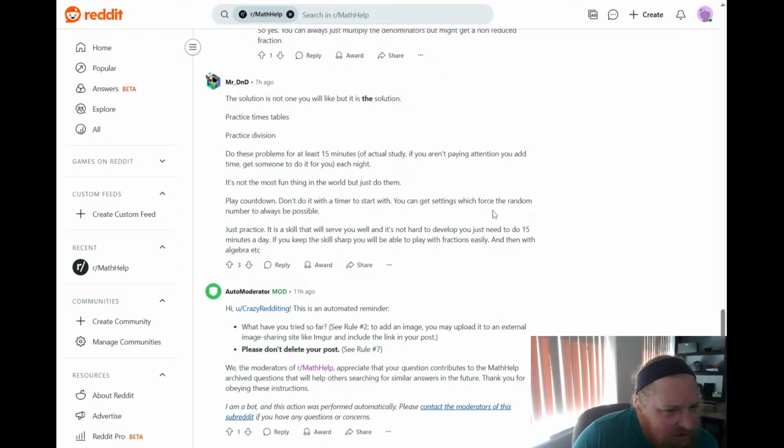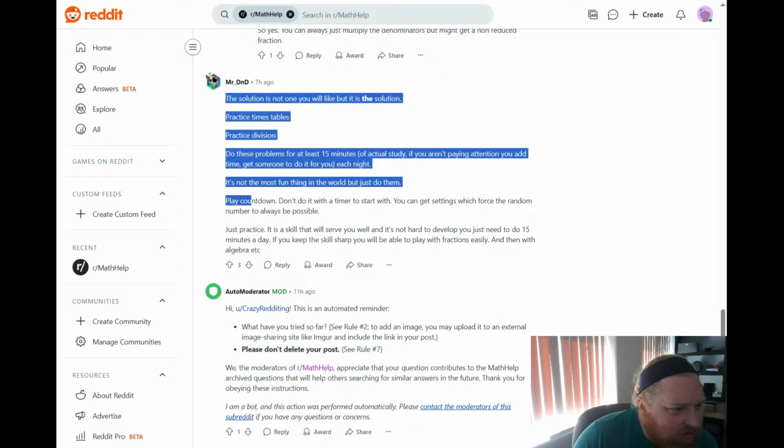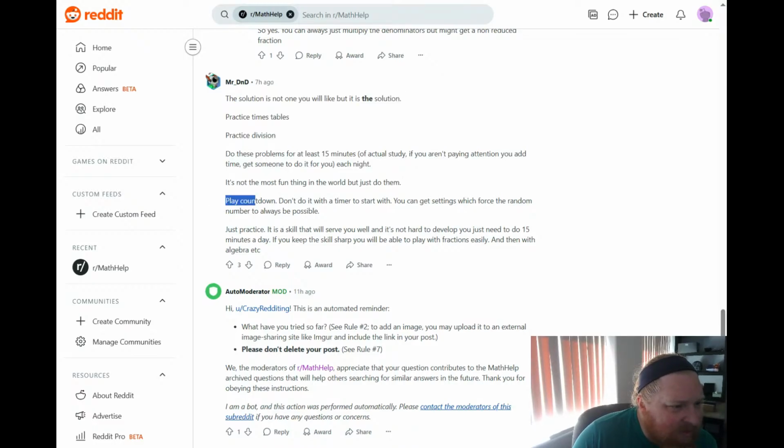You can get settings which force the random number to always be possible. So this is a game. Just practice. It is a skill that will serve you well, and it's not hard to develop. You just need to do 15 minutes a day. If you keep the skill sharp, you'll be able to play with fractions easily, and then with algebra, etc. 100% I agree with this.